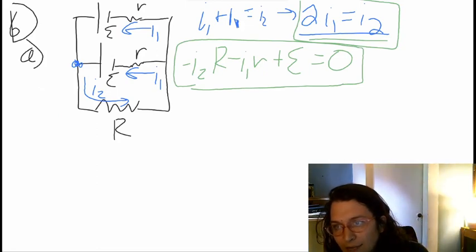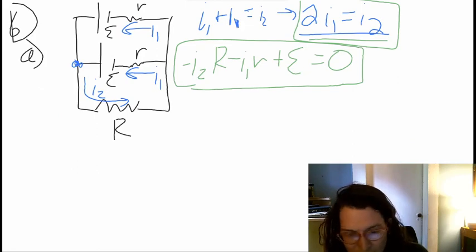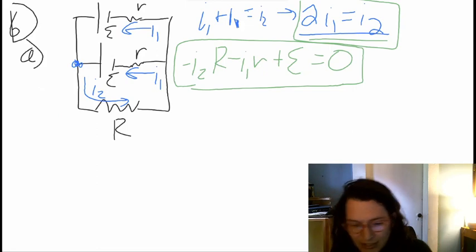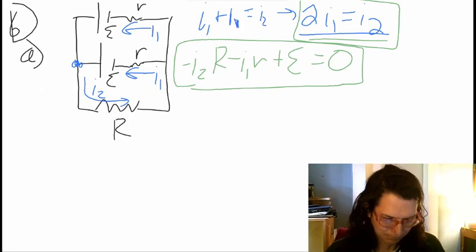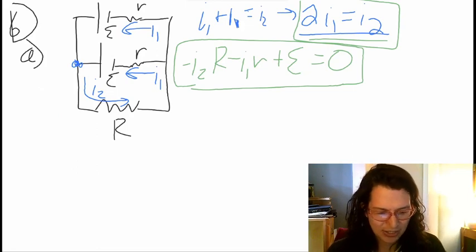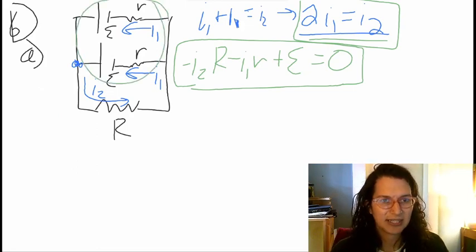And they ask us the current in the external resistor. So in either case, we're asked to find I2 ultimately.